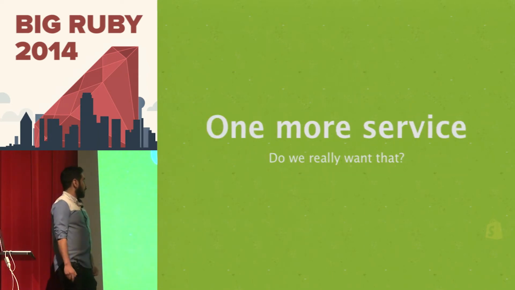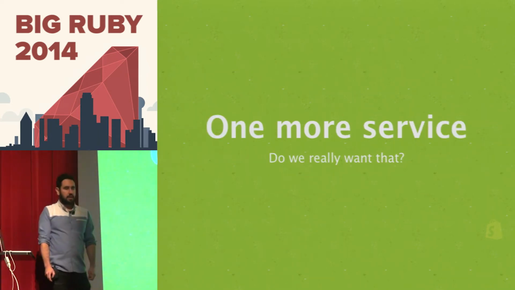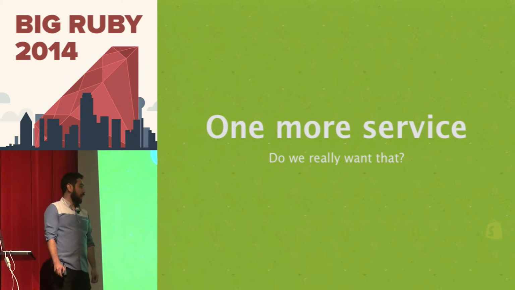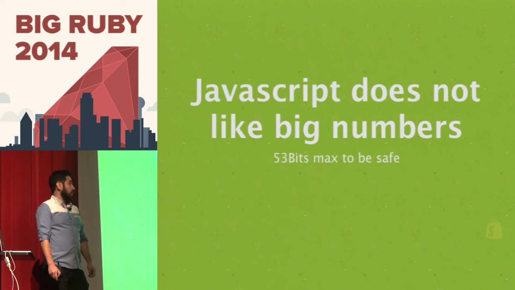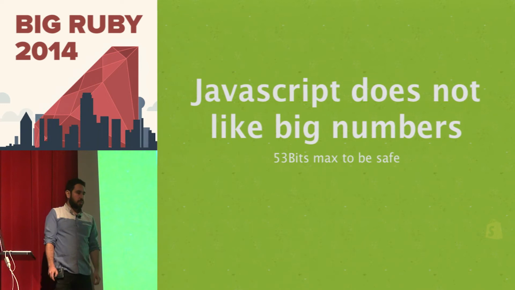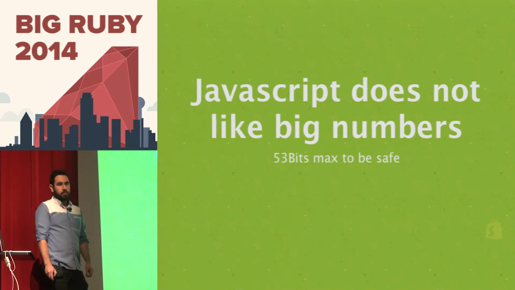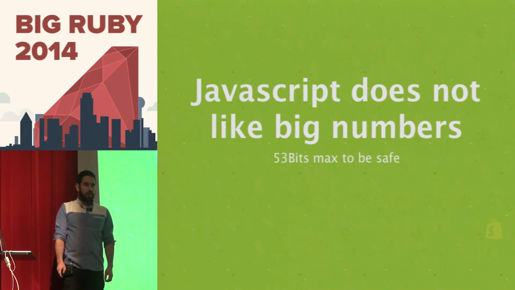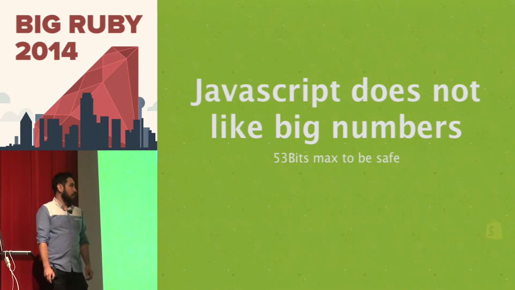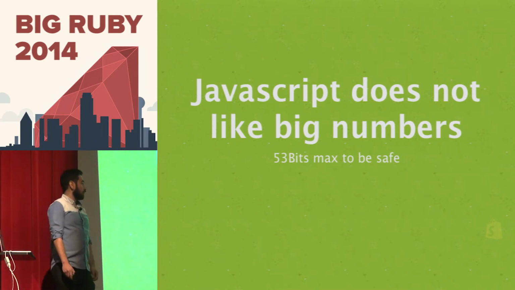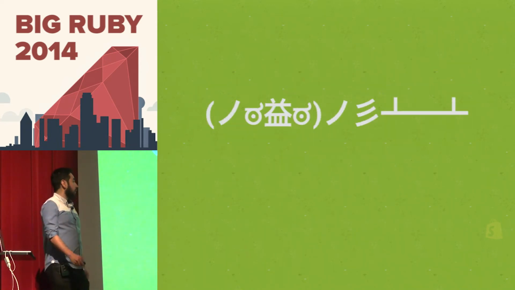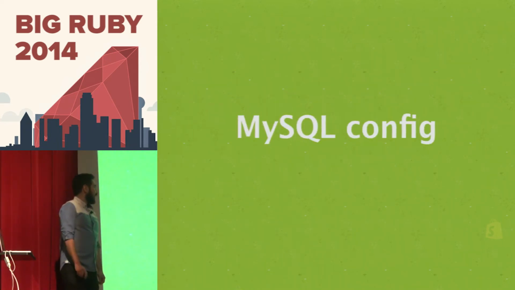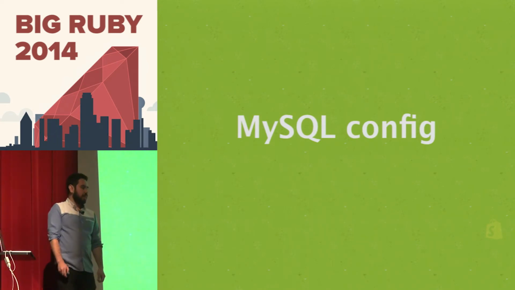However, we needed one more service. That's kind of a bad thing. You don't want to have one more thing that will take your application down. Also, JavaScript does not like big numbers. Our customers can run scripts on their own stores, and some of them are like jQuery that do whatever they want to do, but they rely on the IDs being processed by JavaScript. So, yeah. We actually could make it work with MySQL config.